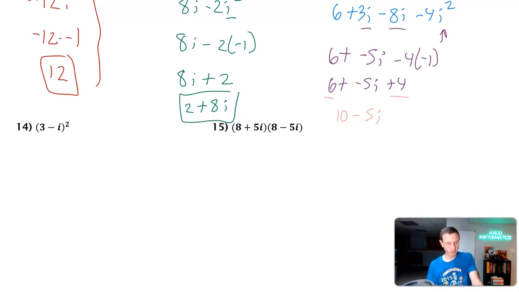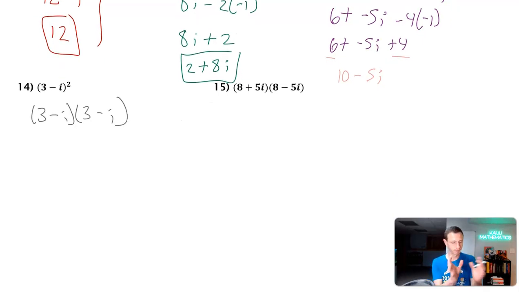14, 3 minus i squared is going to be 3 minus i times 3 minus i. So we're just multiplying the same thing together. You could use that formula if you want, but you could always just multiply 3 minus i times 3 minus i. It's going to be the same exact thing. So 3 minus i times 3 minus i is 3 times 3, 3 times negative i, times 3, negative i, negative i times negative i.